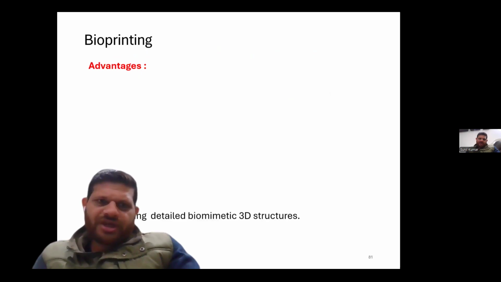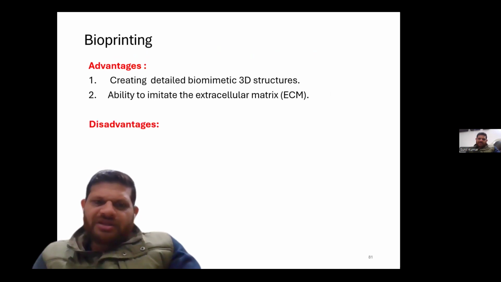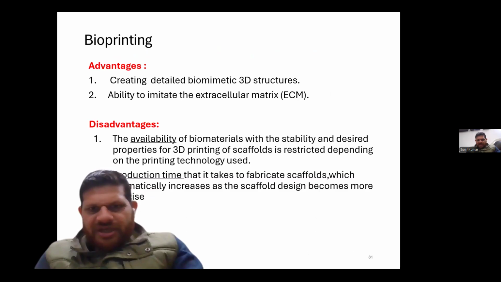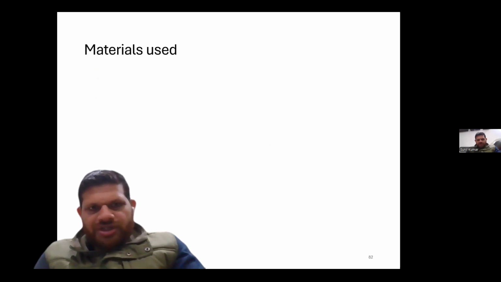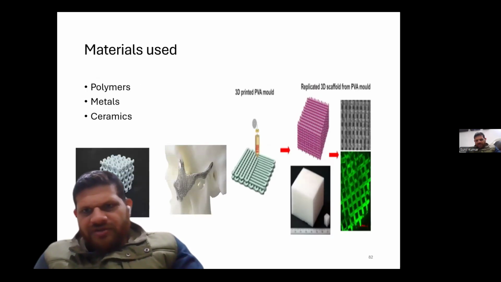For bioprinting, we have some advantages: it can create detailed biomimetic 3D structures and has the ability to mimic the extracellular matrix. Then there are disadvantages: the ability of the biomaterial to have stability and desired properties is restricted depending on the printing technology used. Then the production time to fabricate dramatically increases as the scaffold design becomes more precise and complex. The materials we use are polymers, metals, and ceramics, and we can print them in these shapes. Again, accordingly, where we have to fit that part, we can print with that system.